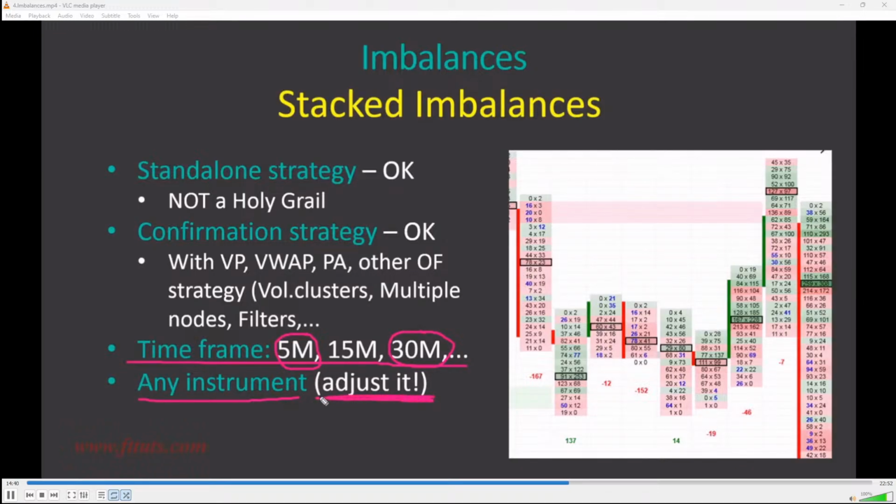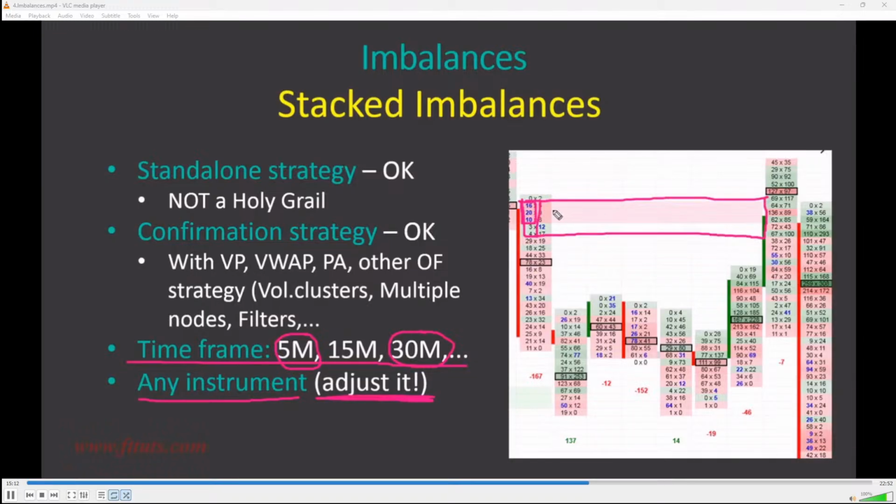So for example, you will need to adjust the percentage from 300, for example, to 200 or to 400, depending on the instrument and depending on what you prefer, how many signals you prefer. And also you may want to change the number of those stacked imbalances. Maybe if there is a very volatile trading instrument, you'll want to have, for example, 5 of them on top of each other to start printing this highlighted area.